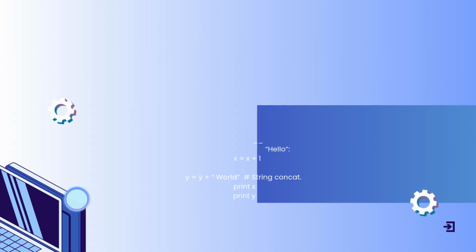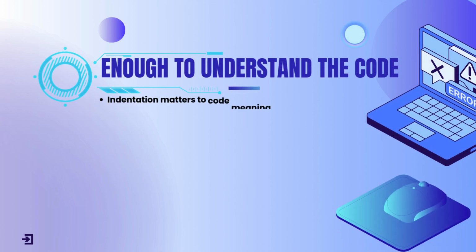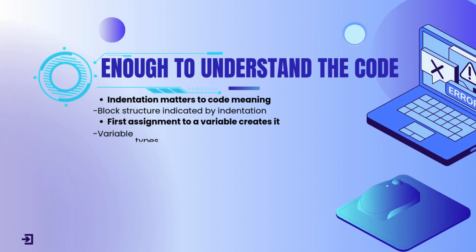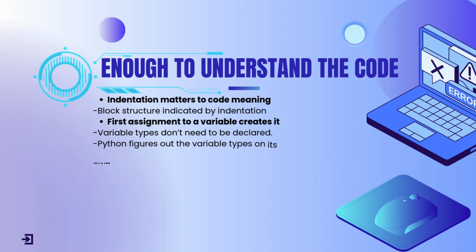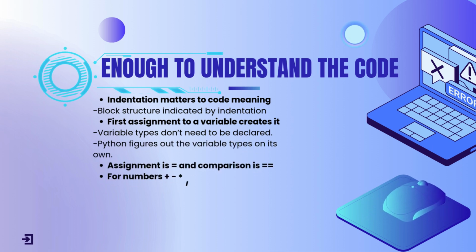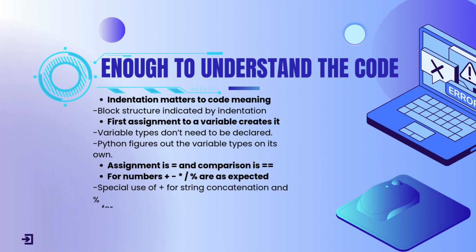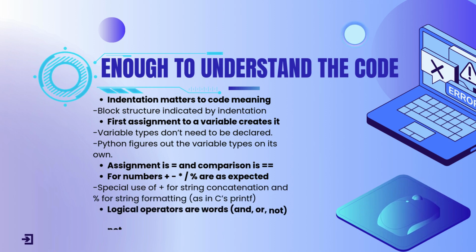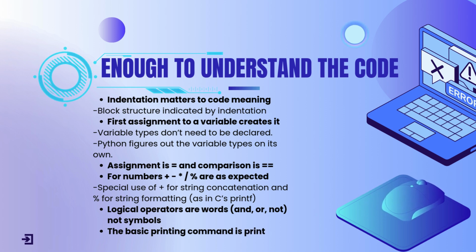text seamlessly. In Python, indentation plays a crucial role in defining the structure and meaning of the code. Blocks of code are organized through indentation, which signals hierarchy and scope, unlike some other programming languages that rely on brackets. Variables in Python are created simply by assigning a value to them for the first time without needing to declare their type, as Python dynamically determines the variable type automatically.